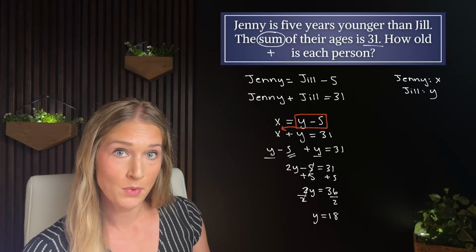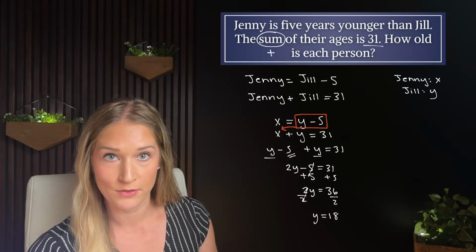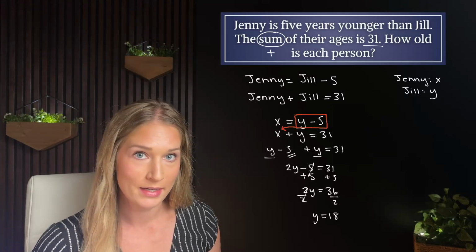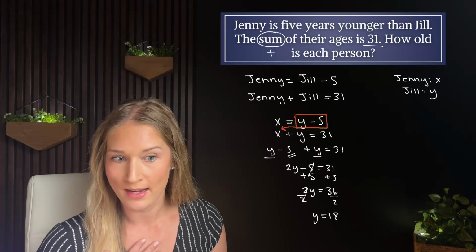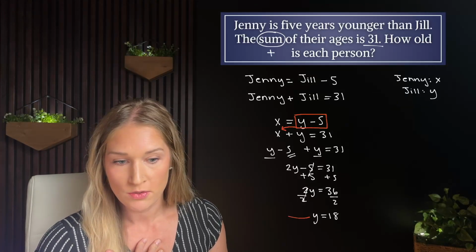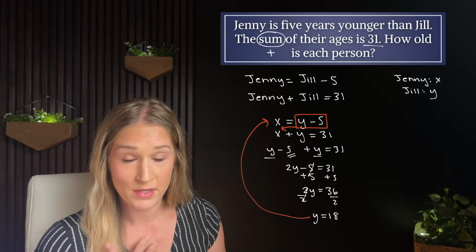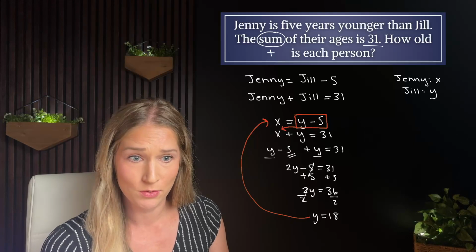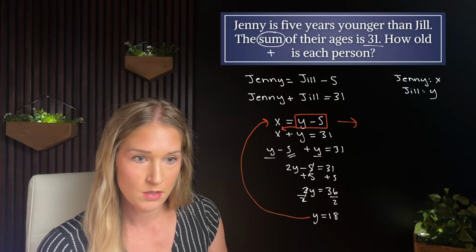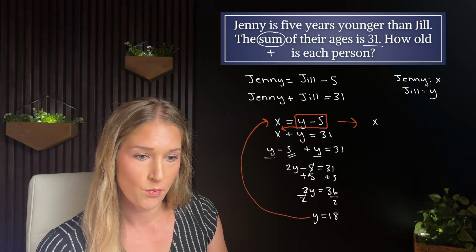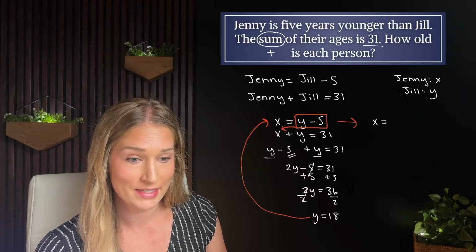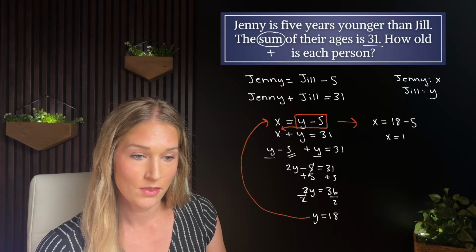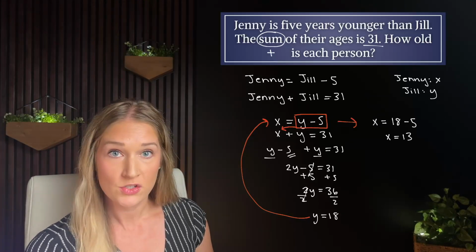So I found my y, but let me go back and use that to figure out my x. You can plug it into any equation that has both x and y in it, but I'm going to plug it into the one that I feel is like the most straightforward. So that would be this first one, where they tell me what x equals. So when I plug in the y, I'm not going to have a whole lot of work to do. So I'm going to take this equation, x equals y, I know what y is, it's 18, minus 5, so x is 13.